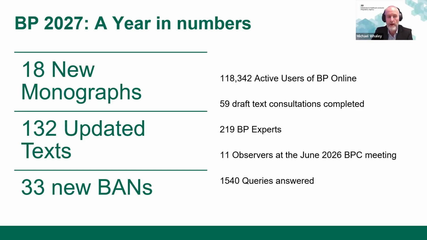We had over 100,000 active users of the BP Online over the previous year, and we had 59 draft text consultations completed. Those draft texts are published on our website quarterly, so users can review and comment on proposed changes before they are finalised. All of this work is supported by our network of BP experts. At the last count, we had 219 experts giving their time to help us develop new texts, revise existing monographs, and make sure the standards remain useful and relevant.